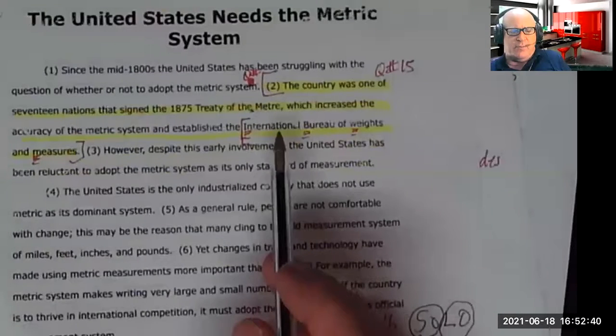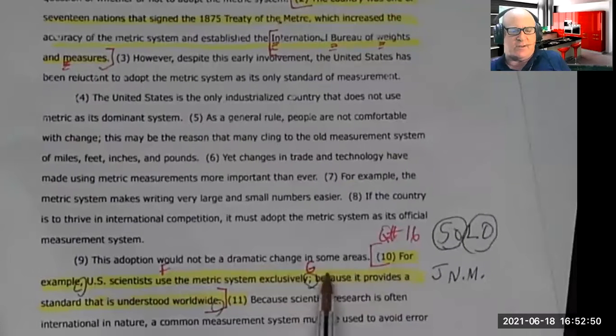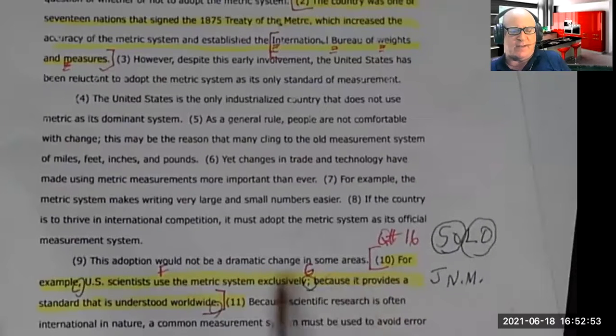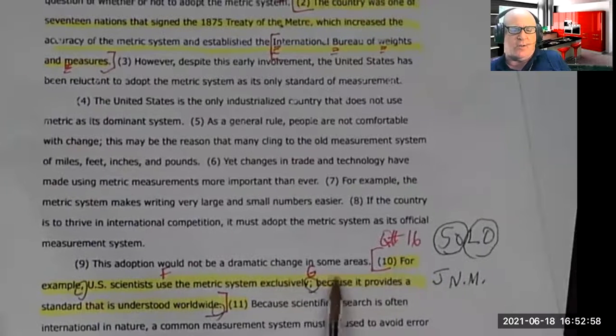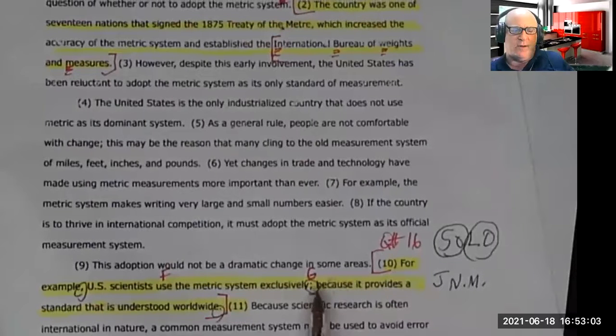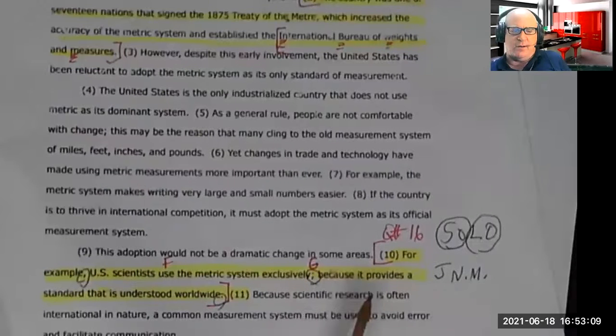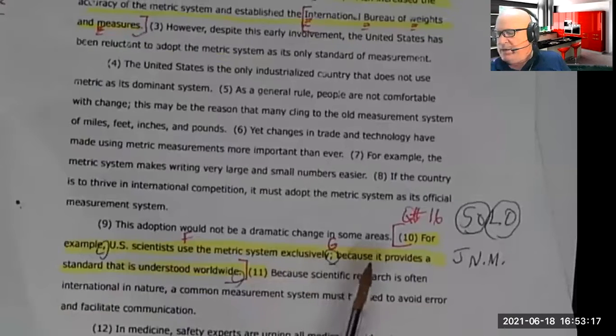Sentence 10, sorry about that. For example, U.S. scientists use the metric system exclusively. Take out that word. It provides a standard that is understood worldwide. It is the metric system. That becomes my subject of the second sentence. So just by taking out that word because, it would make the semicolon possible, but we can't leave it in there because of the word because. Okay, so we're going to delete that semicolon, shirt, pants, because of this word right here.